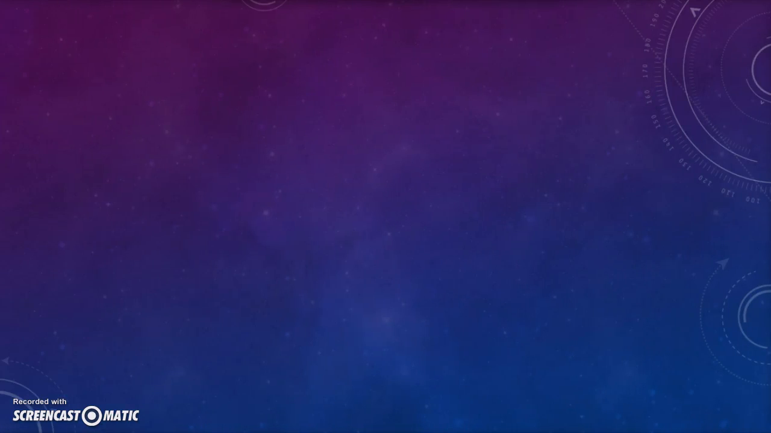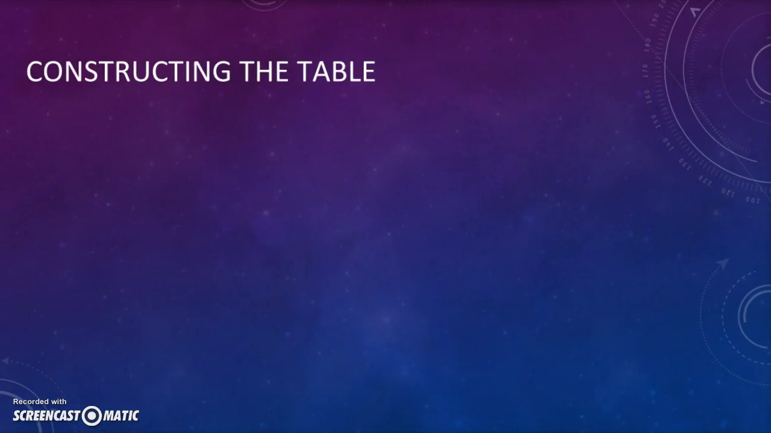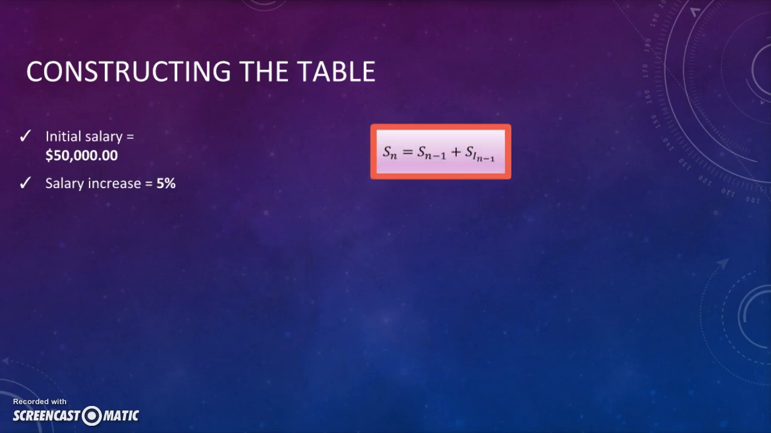We are first asked to construct a table showing the salary for 20 years. We know that we are given the initial salary of $50,000 a year, and we also know that the salary increases by 5% every year. So using this information, we can compute the next salary using the following equation.